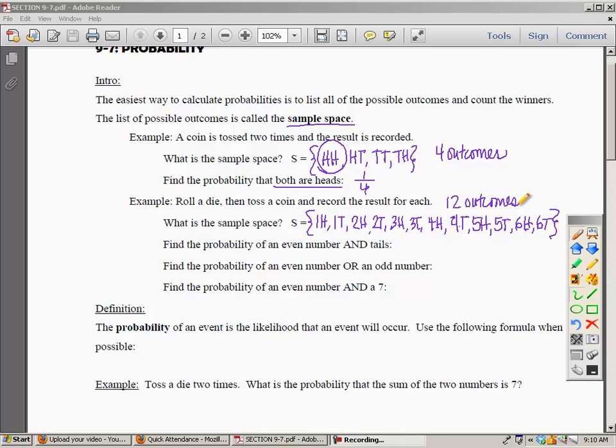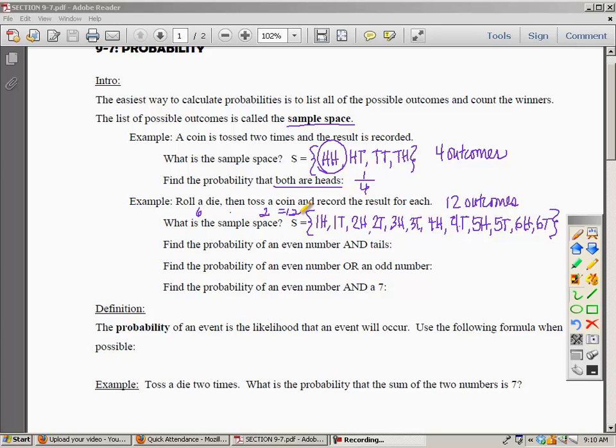So 12 possibilities. If we talk about it in terms of the counting principle that we did yesterday, rolling a die has 6 outcomes, tossing a coin has 2. If I multiply 6 times 2, I get 12. It's kind of back to the counting principle. They're just asking you to list the sample space instead of just using the counting principle this time.